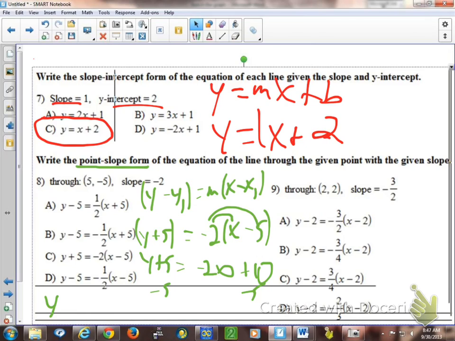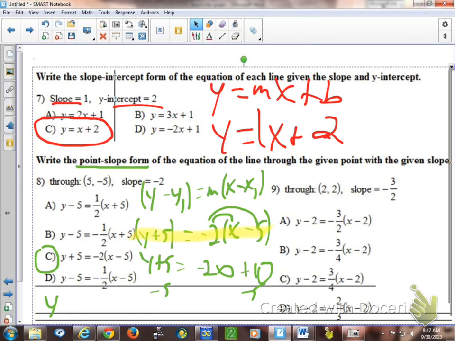Oh, we didn't even have to do this, did we? No. Oh, oops. So which one is it? C? My bad. They just asked us for point-slope form. We didn't even have to solve for y. So that highlighted yellow line is the answer. Y plus 5 equals -2 times x minus 5.